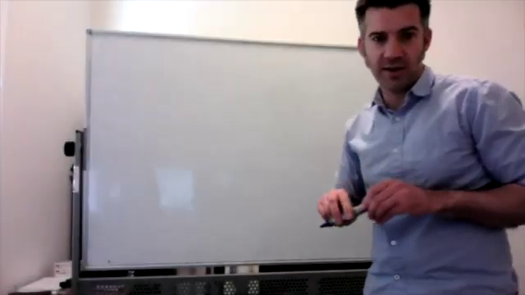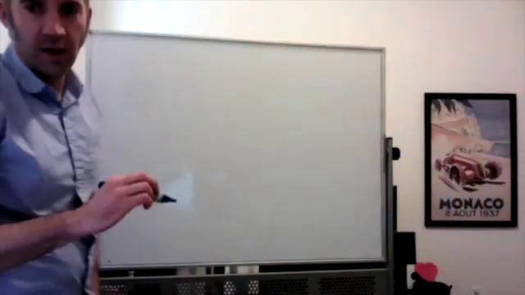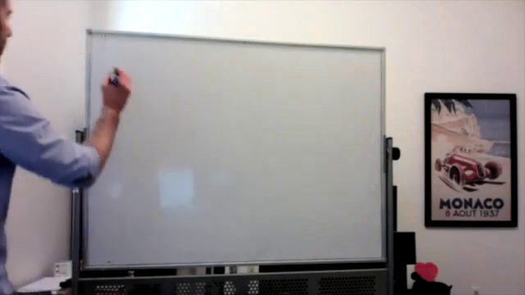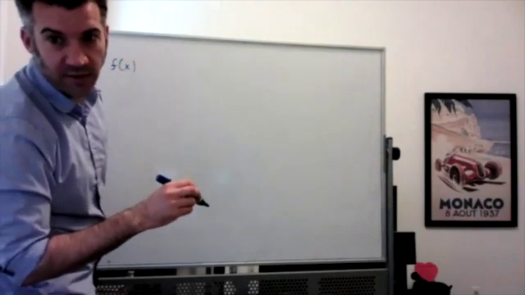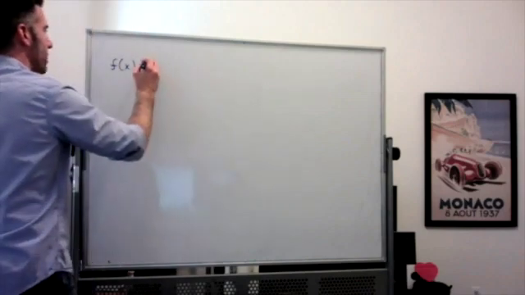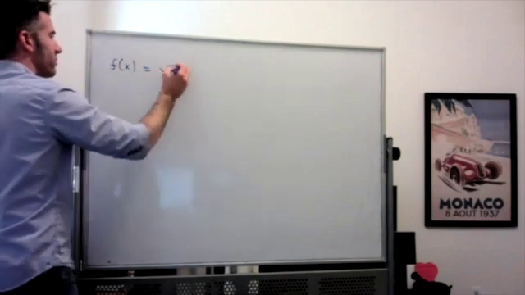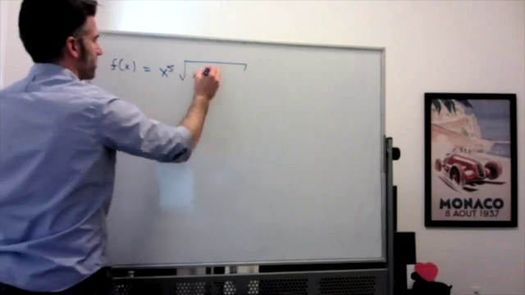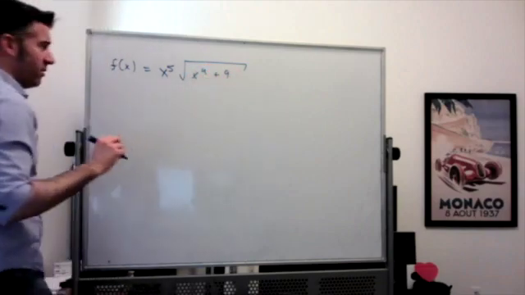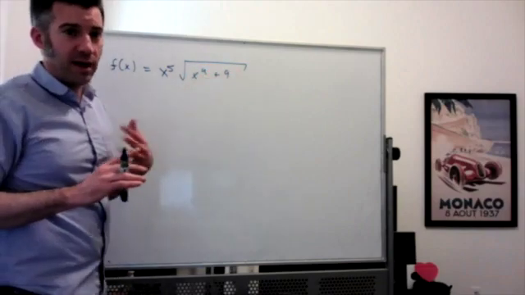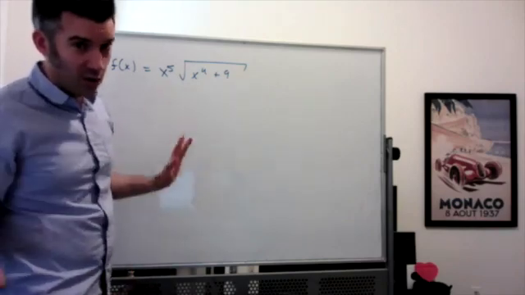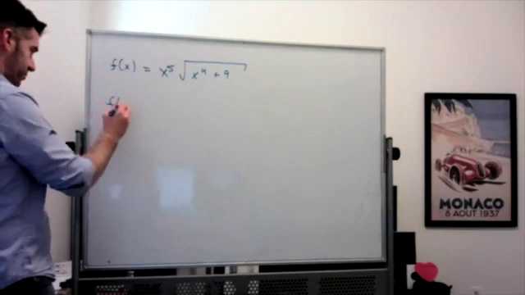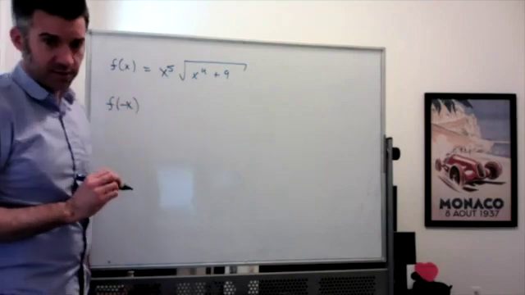All right, so let's look at some odd, even questions. So what about this function? Let's look at f of x equal to x to the fifth times the square root of x to the fourth plus 9. So my process for seeing whether something's even or odd or neither is always, always, always to start with f of negative x.